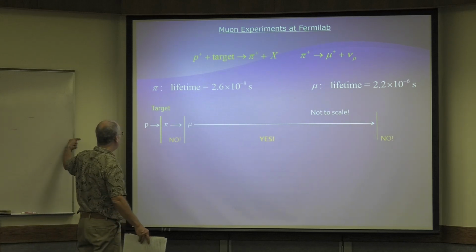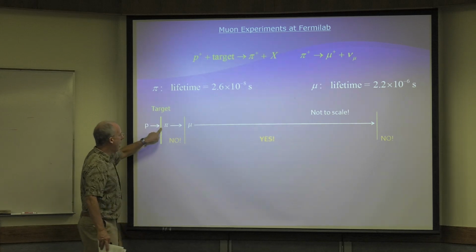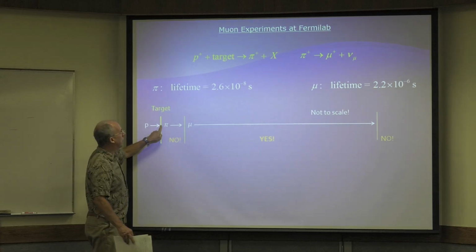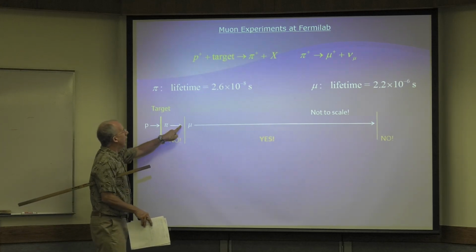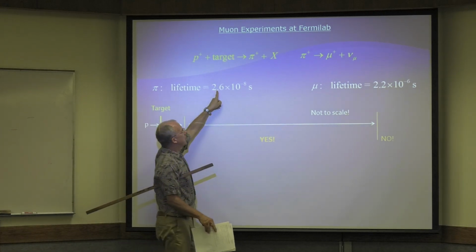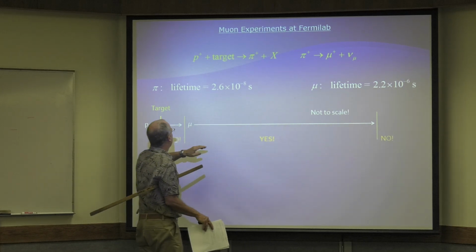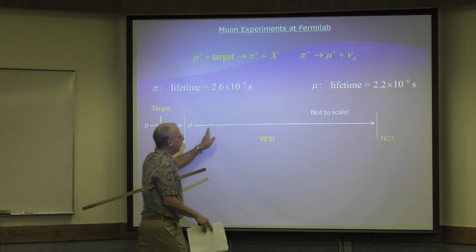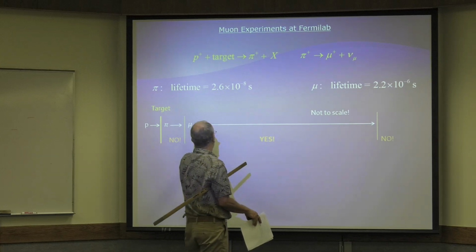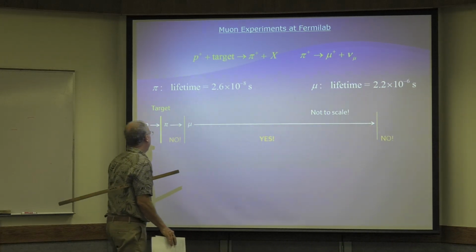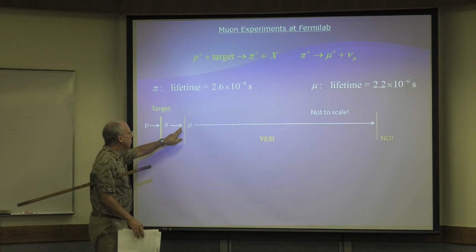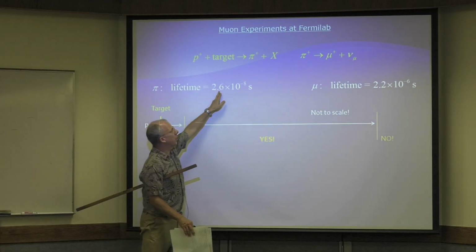So you have your proton beam smashing your target, and then the pions are created. Now remember, pions live 2.6 times 10 to the minus 8 seconds, and then they decay to form the muons. But the muons only live 2.2 times 10 to the minus 6 seconds. So this is what I'm trying to say. The pions live for a while, right? Not very long, but for a while.